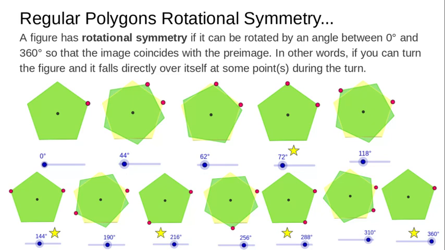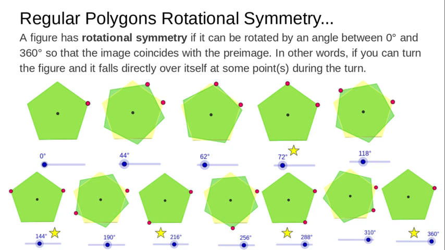So then I want to talk about rotational symmetry. And yes, I know that was a lot coming at your screen all at once. So just look up at the words with me for a moment and ignore all those green diagrams. A figure has rotational symmetry if it can be rotated by an angle between 0 degrees and 360 degrees so that the image coincides with the pre-image.